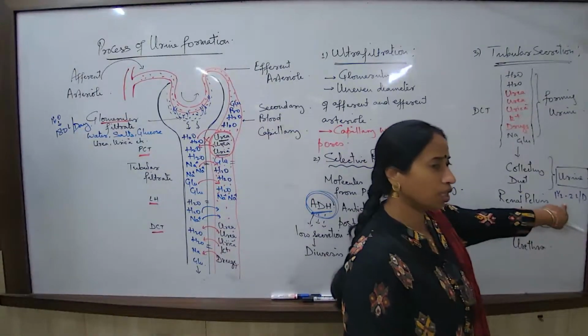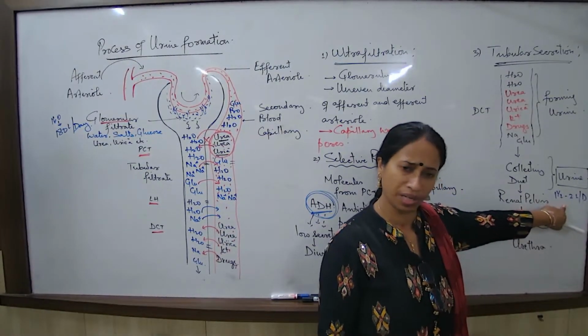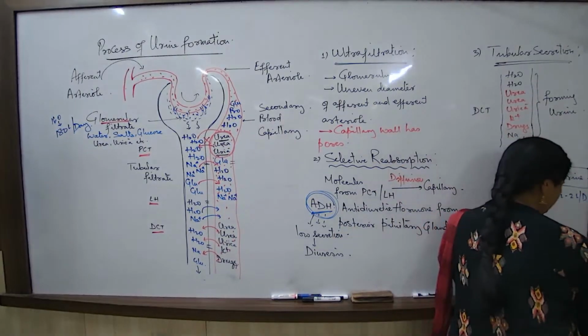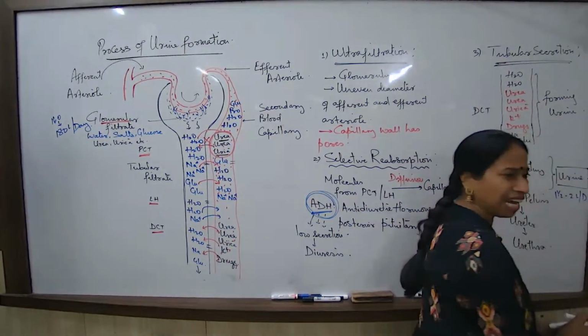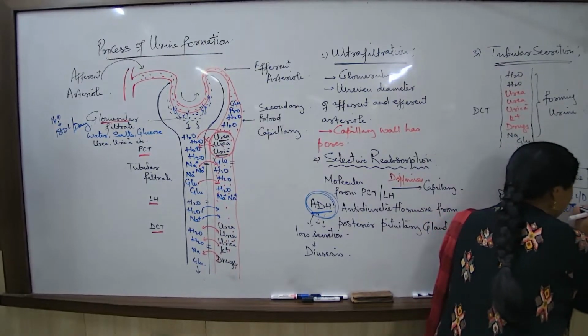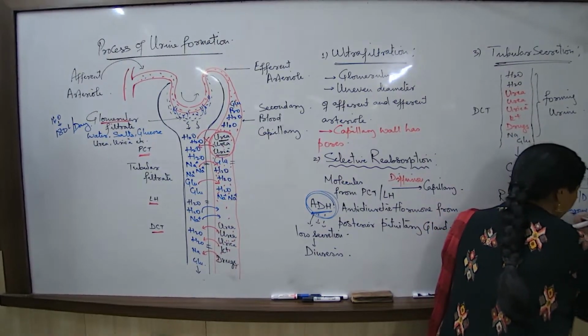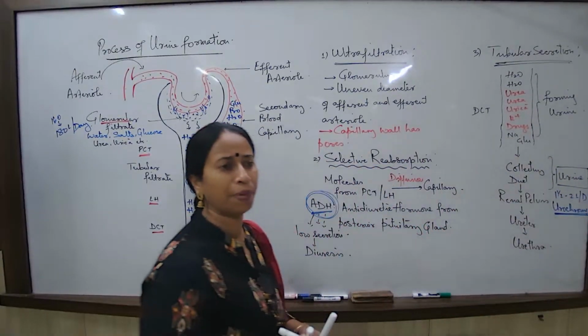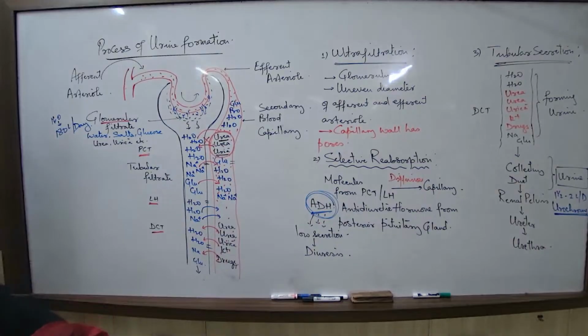So, how much urine per day normally? 1.5 to 2 liters. What is the color of the urine? The color of the urine is slightly yellowish because of a pigment known as urochrome. This word you will have to remember. What is this urochrome? Urochrome is a pigment formed by the breakdown of the bile pigments in the liver.